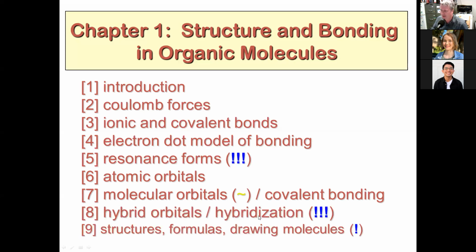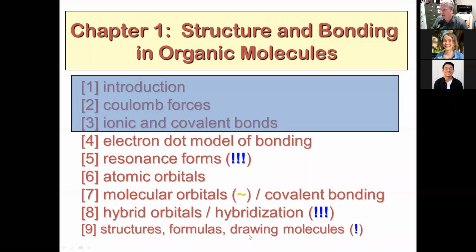Hybrid orbitals and hybridization, that's a big one too from this chapter. We've got to identify hybridization in organic molecules. That'll probably be in one of the quizzes. I would say each of these, resonance, hybrid orbitals and hybridization, and drawing molecules, are going to be crucial early quiz topics, okay?